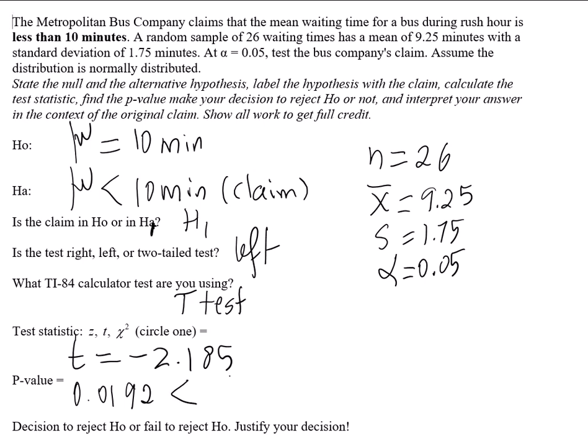Would you guys agree with me that this is less than alpha? If the p-value is less than alpha, then H0 must go. So we're going to reject H0. And to justify your decision is what I did here. I put p-value is less than alpha.